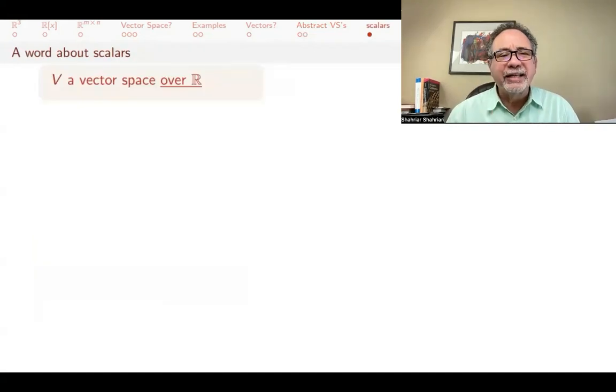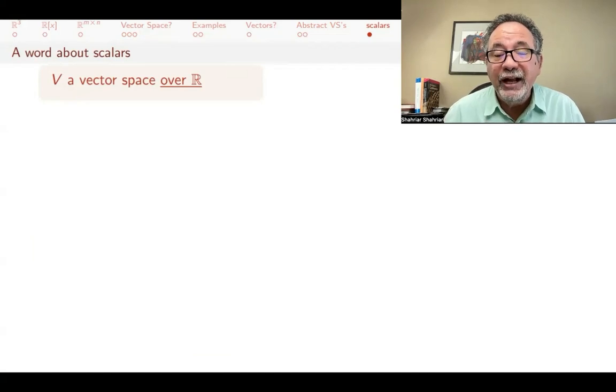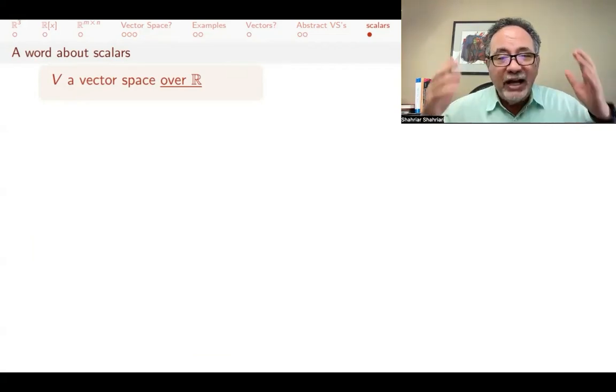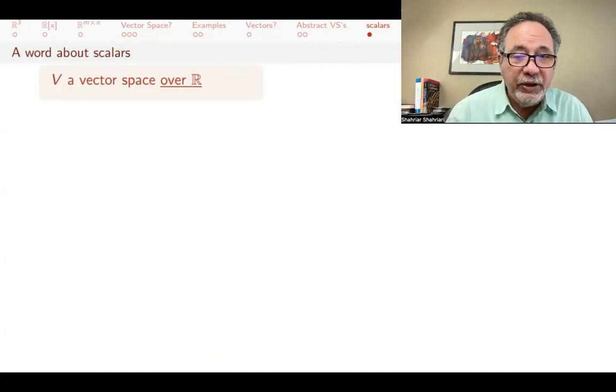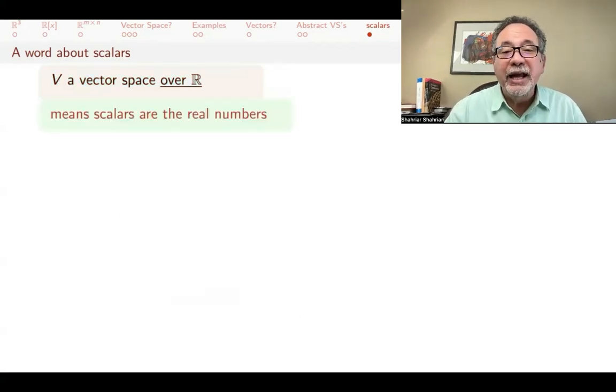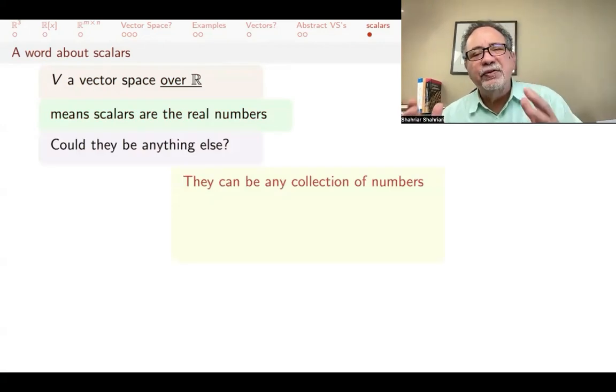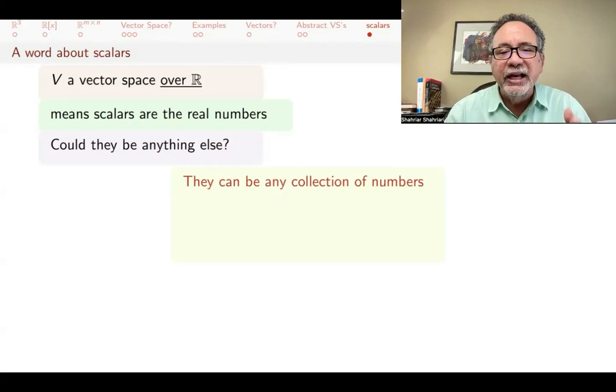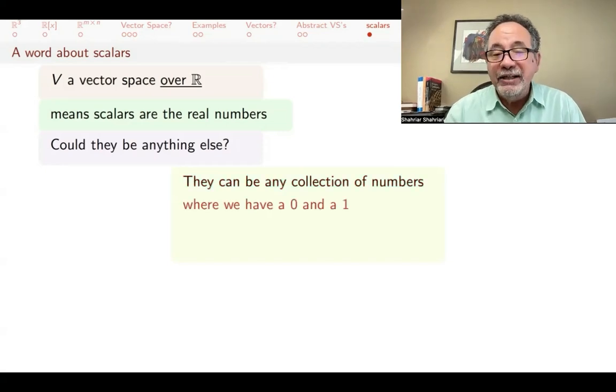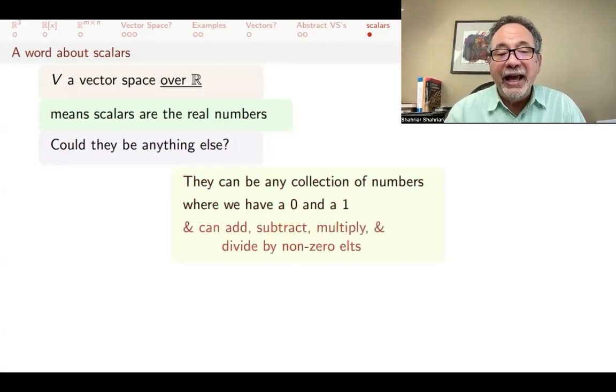I want to say a word about scalars. I have been saying that the scalars are real numbers for the first time through linear algebra. Whenever you hear the word scalars, you can think of real numbers. And we emphasize that by saying V is a vector space over R. But could scalars be anything else? In fact, they can. They can be any collection of numbers. In fact, they don't even have to be numbers. They could be other things with this property, where we have a 0 and a 1, and we can add, subtract, multiply, and divide by non-zero elements.